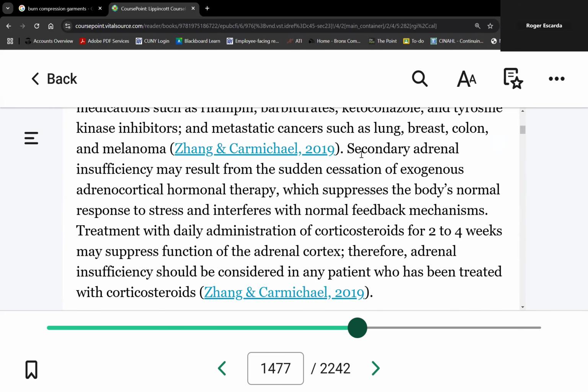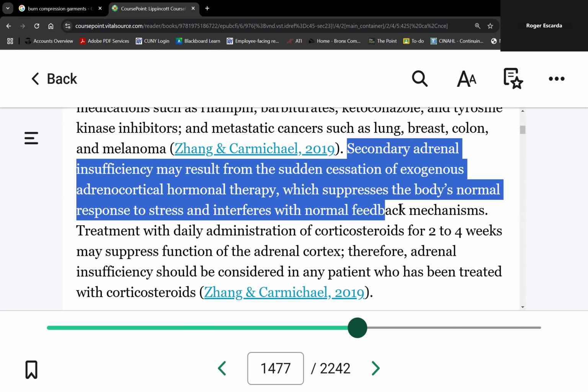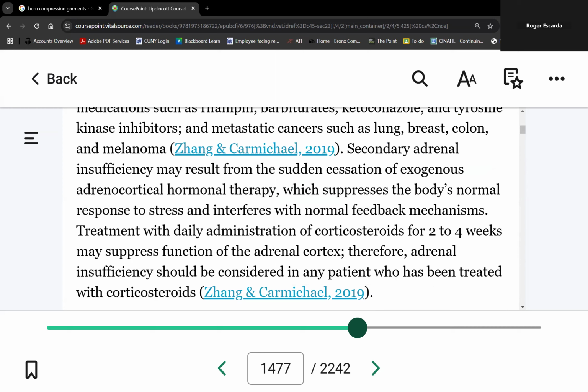Another cause of adrenal insufficiency is, remember when we learned about steroids? What did your pharm teacher say? When we stop taking steroids, how should we do it? We taper it off. Why? So when we're taking steroids, what's happening to our body?